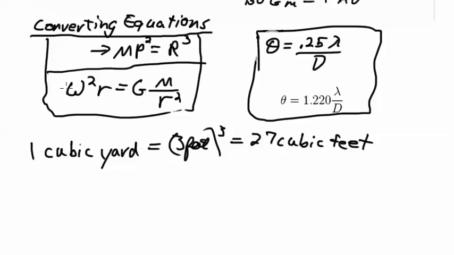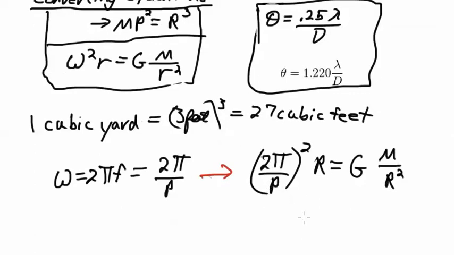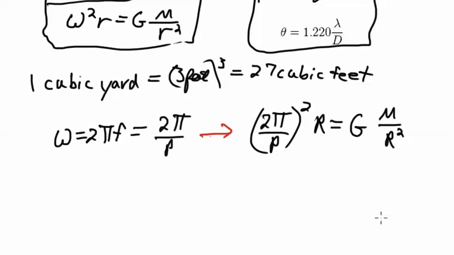First thing I want to do is modify this equation so that it has the same variables. Omega is 2 pi times the frequency, which is 2 pi over the period. So that makes our omega squared become (2 pi over P) squared. And then we'll multiply that by r equals GM over r squared. Let's multiply both sides by r squared P squared, and I'll go ahead and divide by G right now too.